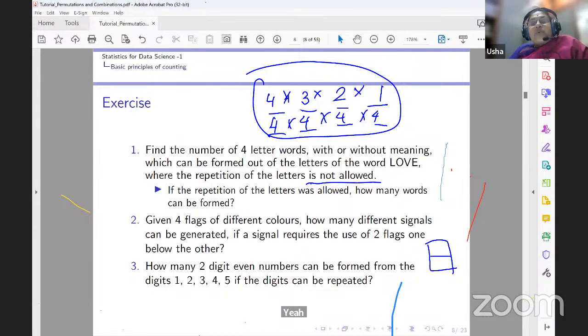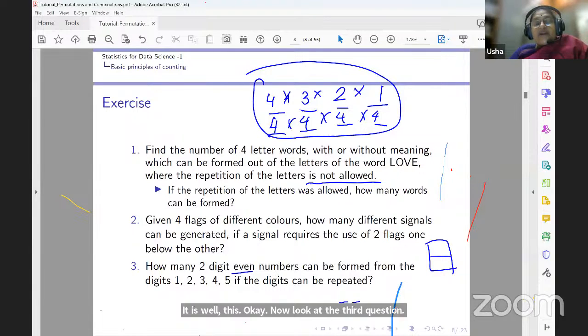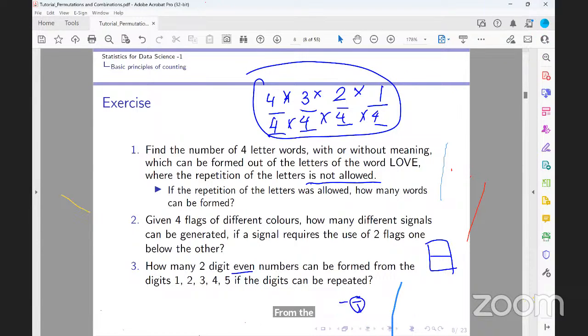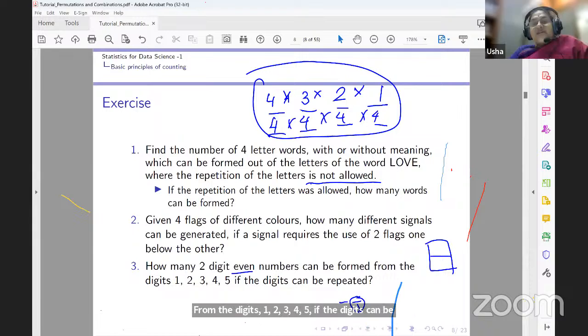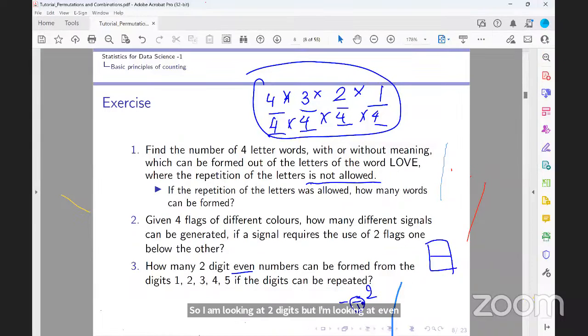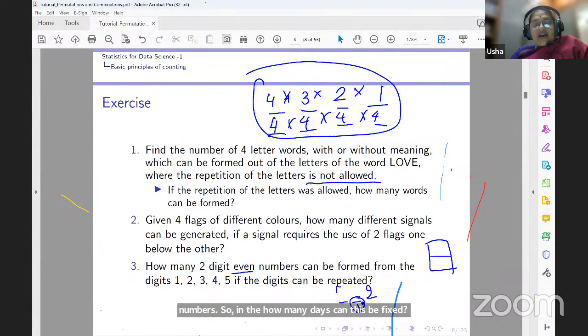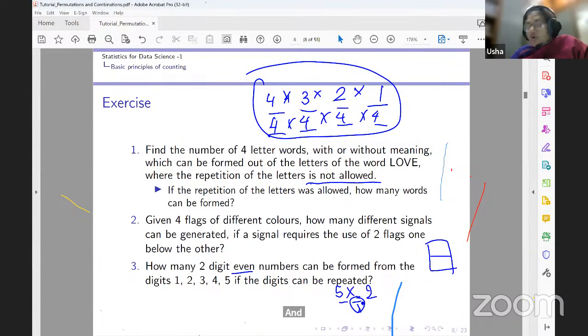Now look at the third question. How many 2-digit even numbers can be formed from the digits 1, 2, 3, 4, 5 if the digits can be repeated? So I am looking at 2 digits, but I'm looking at even numbers. So in how many ways can this be filled? No, let's look at this. This can be 2 ways, either a 2 or 4. Now there are 5 ways of filling this. So 5 into 2, 10 ways.